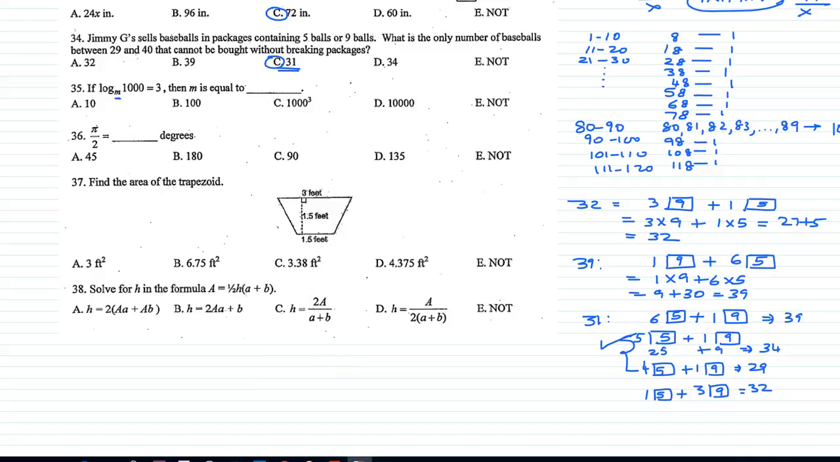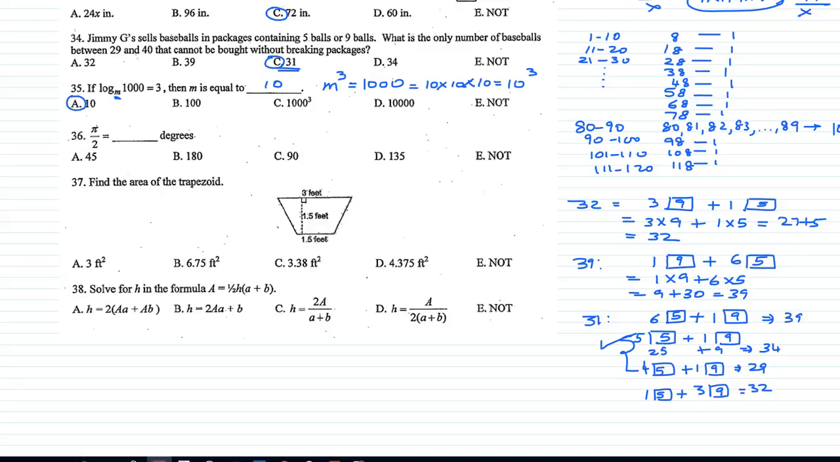Question 35. If log 1000 to the base m is equal to 3, then m is equal to what? So log of a number is equal to the exponent to which its base is raised. So in other words, in this case, m is the base and log of 1000 is given to be 3. So that means the base m raised to the power 3 is equal to 1000. So what is that number when it is raised to the power 3 that gives us 1000? So 1000 is nothing but 10 times 10 times 10, right? So that's equal to 10 to the power 3. So m cubed is equal to 10 cubed, so that means m is equal to 10. So the answer is A.